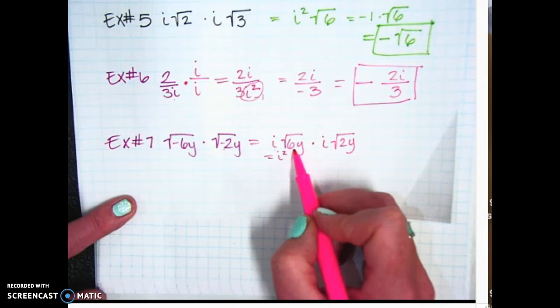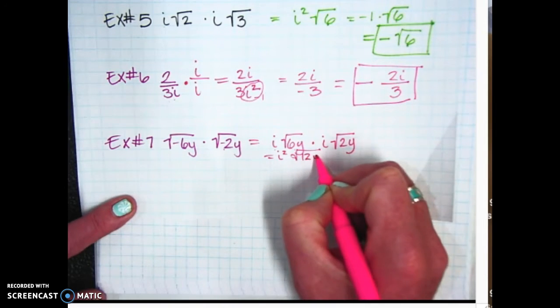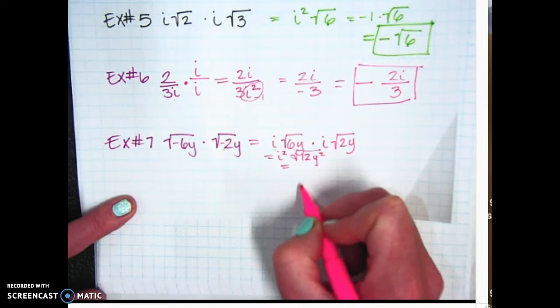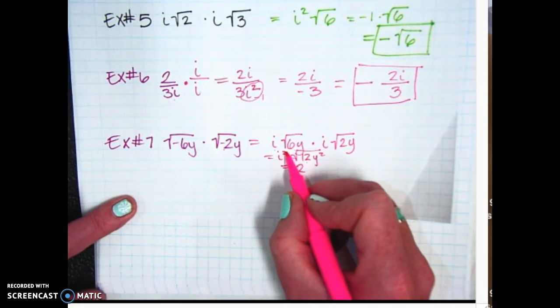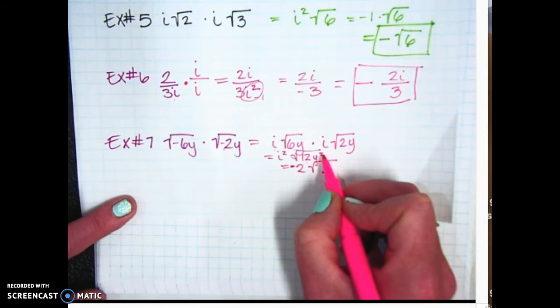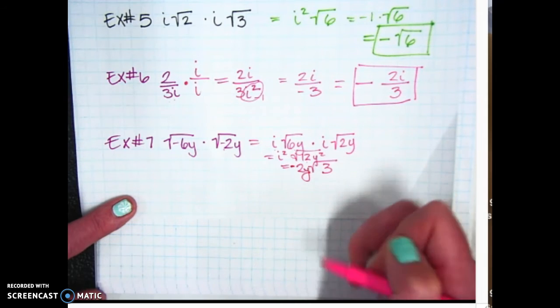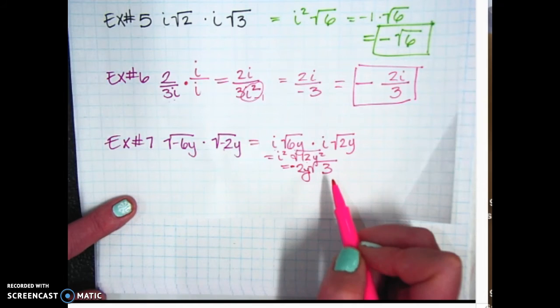And then underneath the radical, 6y times 2y is 12y squared. And 12y squared, I know that has a perfect square factor of 4, so I'm going to pull out a 2. And I have I squared, so that makes it negative 2. Left under the radical, I have a 3. And then the square root of y squared is just y. So the final answer is negative 2y rad 3.